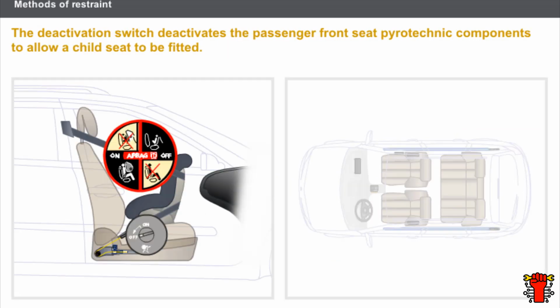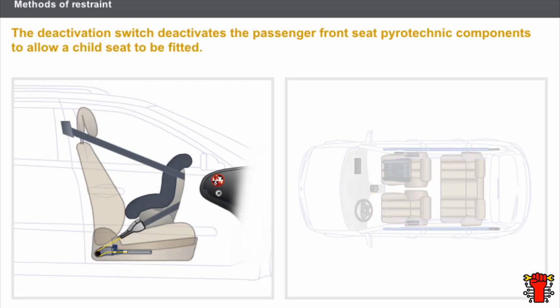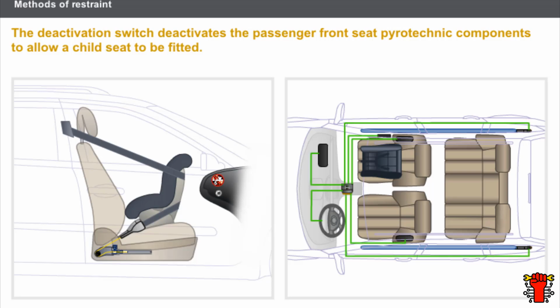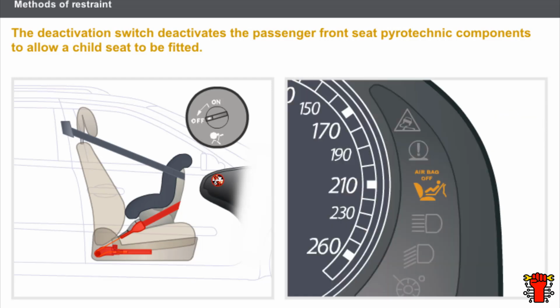The deactivation switch deactivates the passenger front seat pyrotechnic components to allow a child seat to be fitted. The computer deactivates the trigger lines concerned: the passenger frontal airbag lines, the passenger thorax airbag lines, and the passenger lap belt pretensioner. In the on position, all the system components are in operation. In the off position, the components concerned are deactivated. A warning light on the instrument panel indicates whether or not the passenger airbag is deactivated.